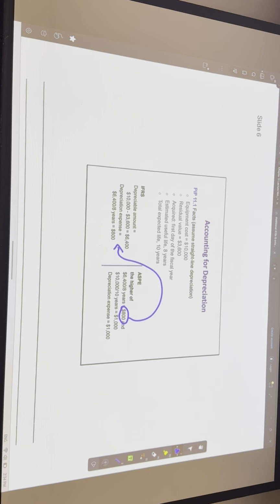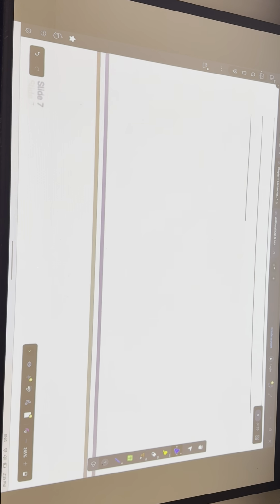the expected life. Now, the reason why ASPE does this is because they don't want management to manipulate and say, oh, I'm going to hold on to the asset, I'm going to change my mind later. I want to play the long game to see which one is going to give me the lowest depreciation expense. Here they're saying, no, you can't play that game because we're going to calculate the two different depreciations and use the higher of the two numbers. Okay? So that's the ASPE.